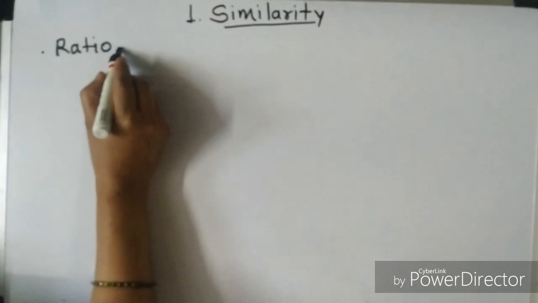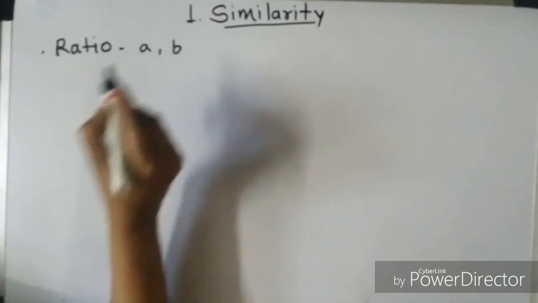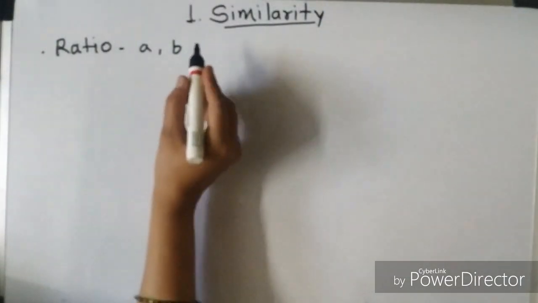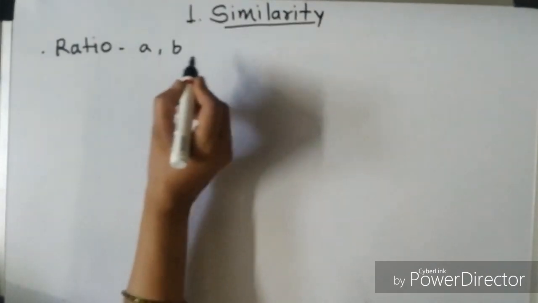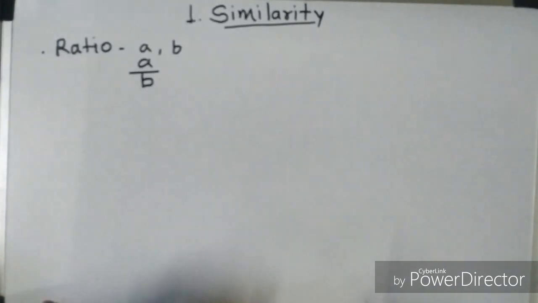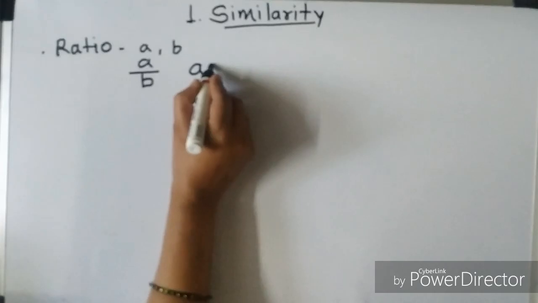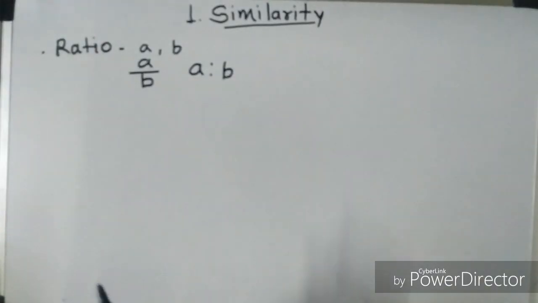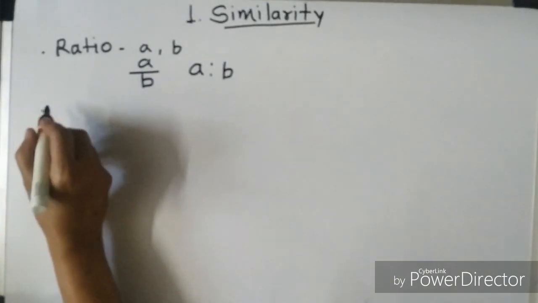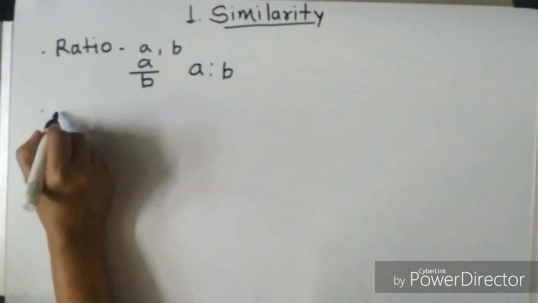Ratio means, for example, these are two numbers A and B. They are in proportion, that is, they are in ratio A by B. The division of two numbers is nothing but a ratio, which can also be written like this, A as to B. And the next important thing, we know the formula of the area of a triangle.